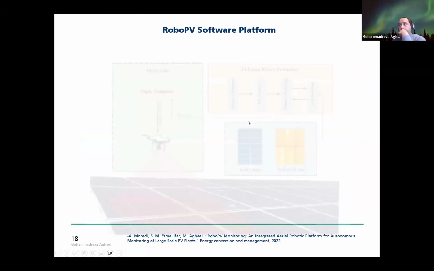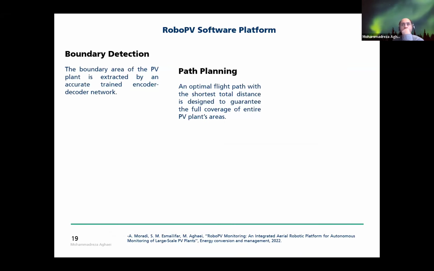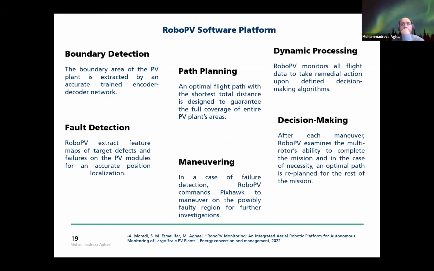And for this purpose, we developed a software package. We call it RoboPV. This software package is a novel package for autonomous aerial monitoring of larger scale plants. RoboPV can automatically perform aerial monitoring of any plant, completely autonomously, from optimal trajectory planning to image processing, pattern recognition, and real-time fault detection and analysis. There are 6 units in RoboPV, including boundary detection, path planning, dynamic processing, fault detection, autonomous maneuvering, and decision making.